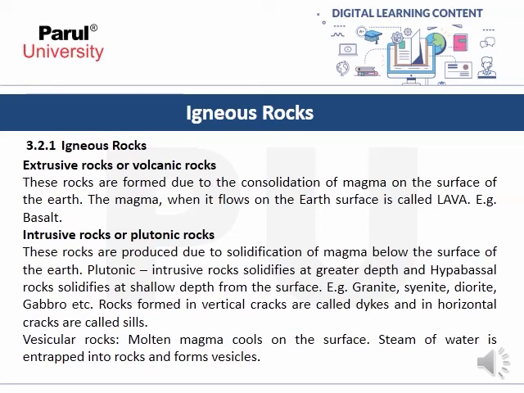Intrusive rocks or plutonic rocks. These rocks are produced due to the solidification of magma below the surface of the earth. Plutonic intrusive rocks solidify at greater depth, and hypabyssal rocks solidify at shallow depth from the surface. Examples are granite, syenite, diorite, gabbro, etc. Rocks formed in vertical cracks are called dikes, and those in horizontal cracks are called sills. Vesicular rock: when molten magma cools on the surface, steam or water vapor is trapped in the rock and forms vesicles.